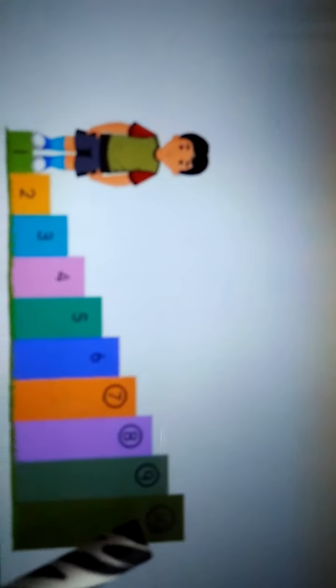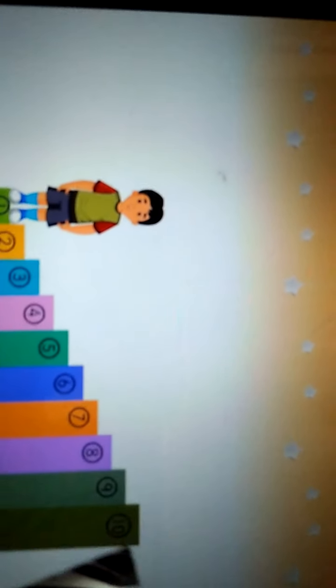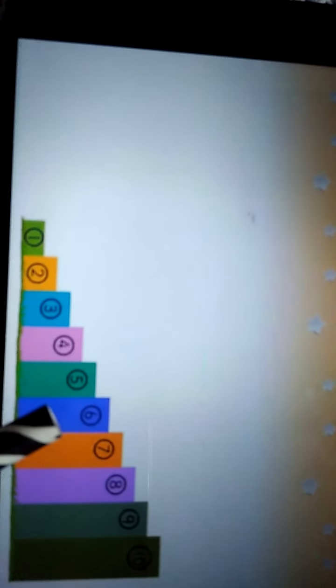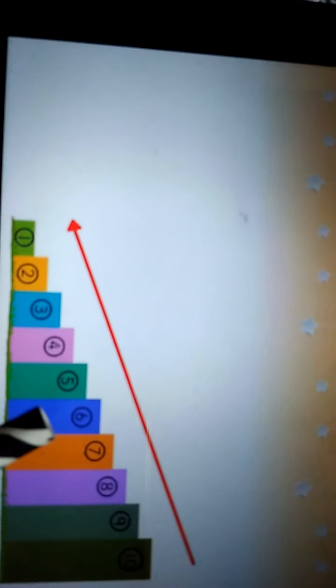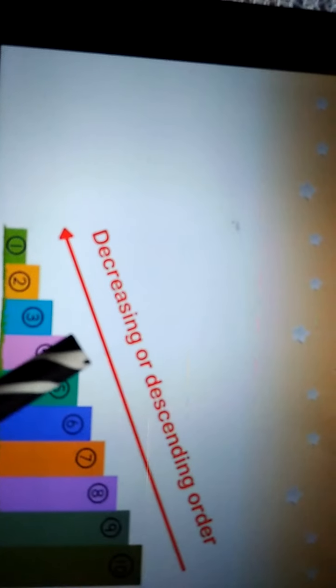So now when you observe these numbers, when he came down right from 10, he moved on down and the numbers here were all decreasing. They were becoming less. So this order is known as the descending order or the decreasing order. We call this descending order or decreasing order.